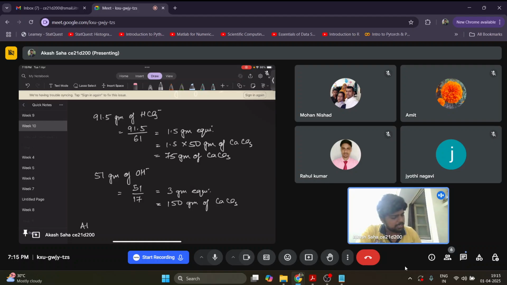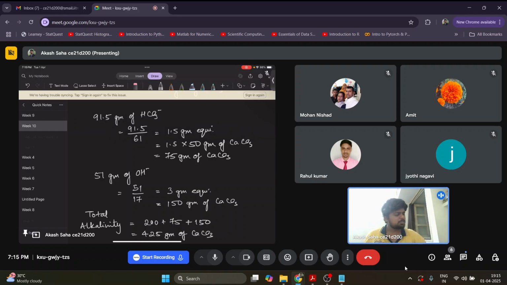Okay, so total alkalinity, that's what we have to calculate. So total alkalinity will be 200 plus 75 plus 150. That will be equal to 425 gram of CaCO3. So this is the answer.